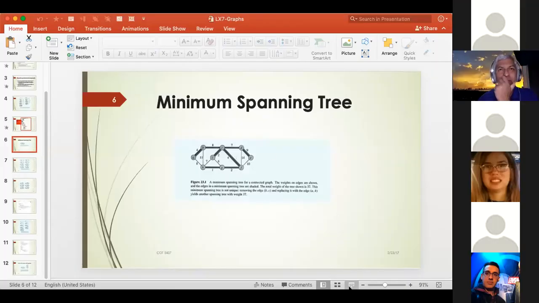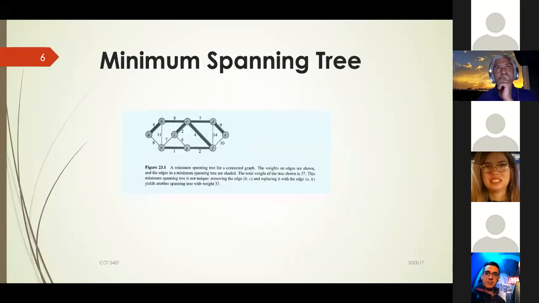All right, so here's the minimum spanning tree stuff. So is there anybody here who does not know what a minimum spanning tree is? Speak up now or forever hold your peace. A minimum spanning tree is like the least amount of length to get from point A to point B, right? No. Okay. All right, let's go over the definition.